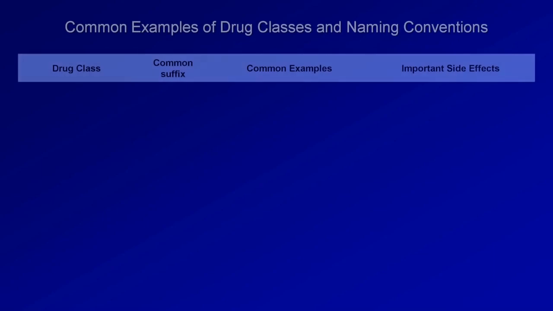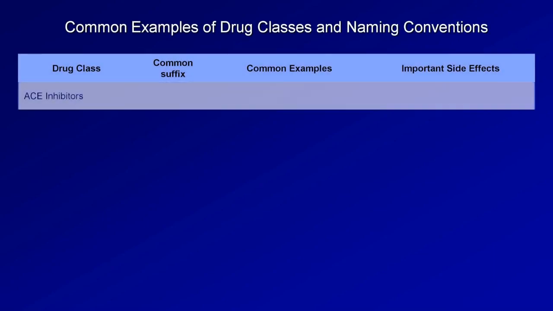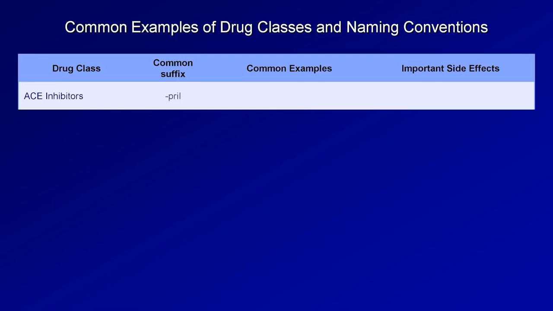If you count the 3 subclasses of diuretics separately, that gives us 13 different classes of medications to remember, which can be difficult when first starting out in medicine. Luckily, there are some naming conventions that can help identifying drug class. ACE inhibitors always end in pril. Common examples include lisinopril, benazepril, fosinopril, and enalapril. Important side effects of the ACE inhibitors are a dry cough and renal dysfunction.